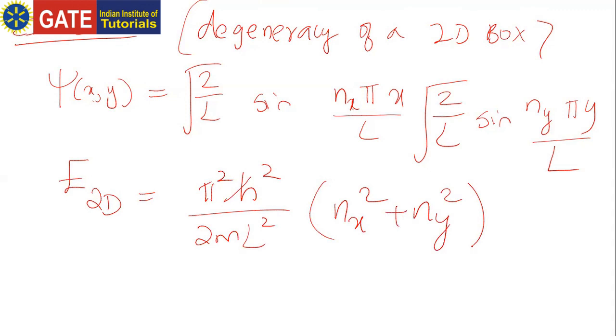Any doubt? See, no need to write Lx and Ly. Length is same. Lx equal to Ly equal to L. But in some questions, they will mention what is the difference between Lx and Ly. In such cases, you should consider that too in the equation. Now we are going to find the degeneracy of 2D box.